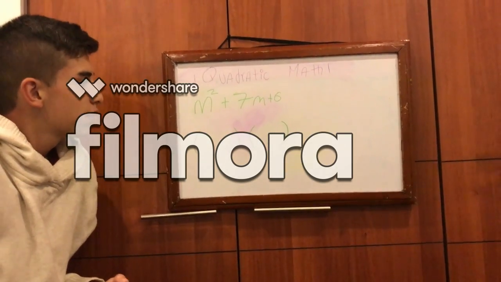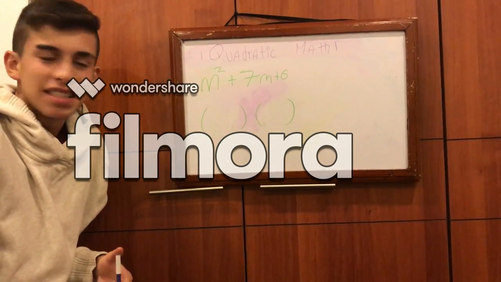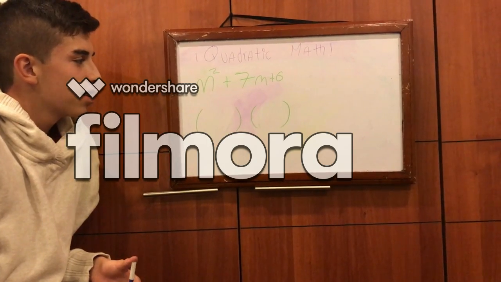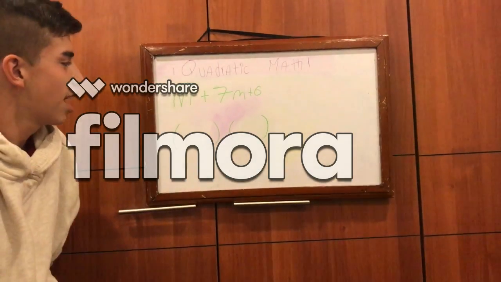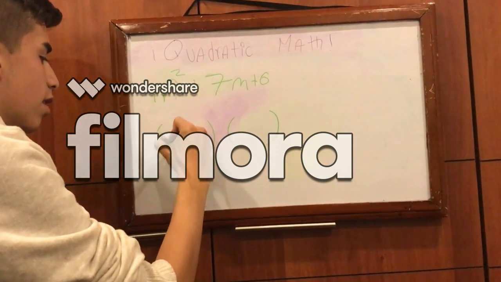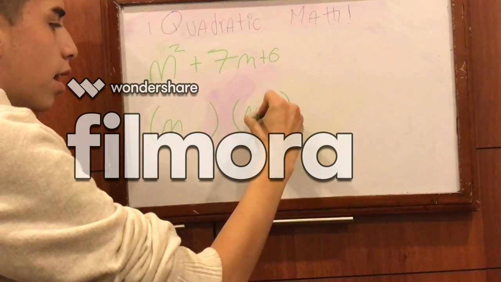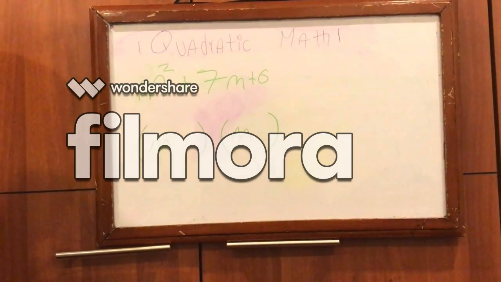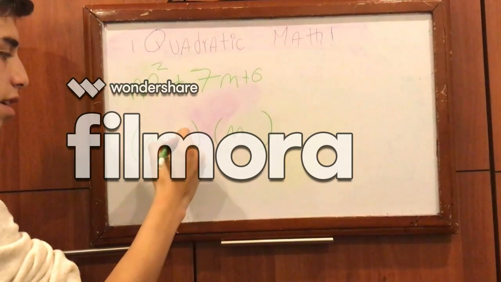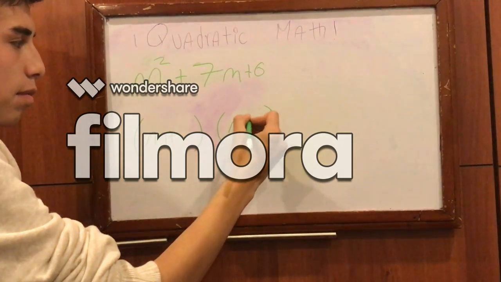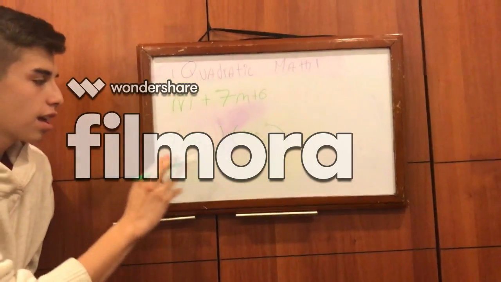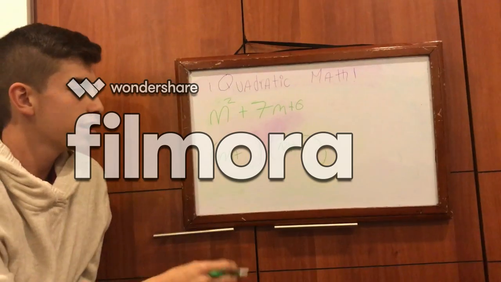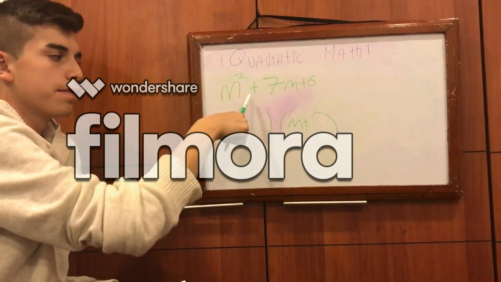Here we have m squared plus 7m plus 6. What we need to do first is separate m squared, so m and m. Then we need to place the signs. Plus. Okay, so here the signs are positive because on the original equation it's positive.